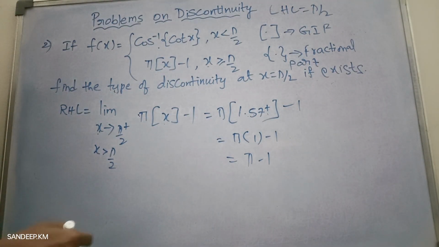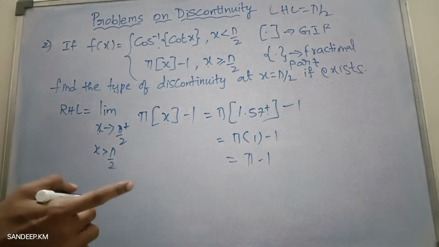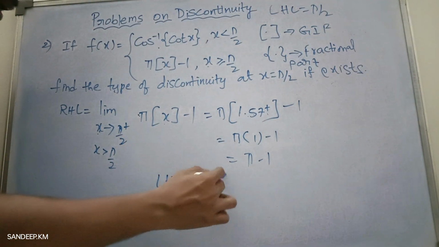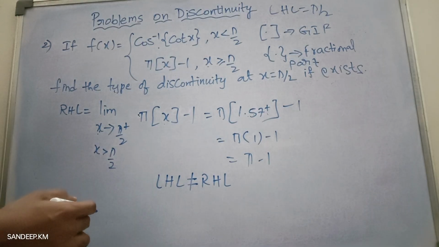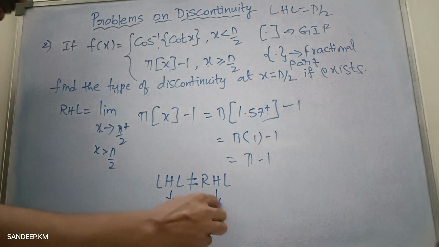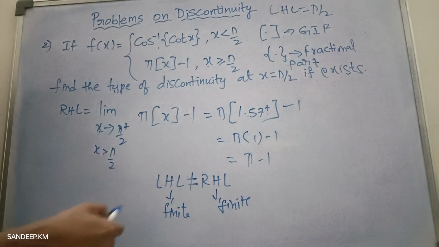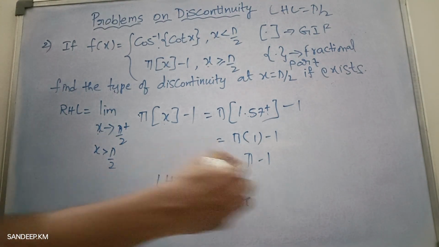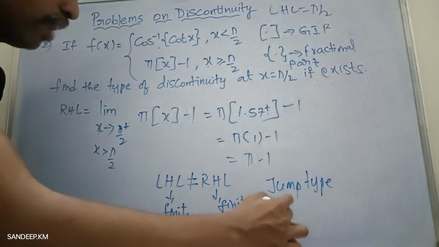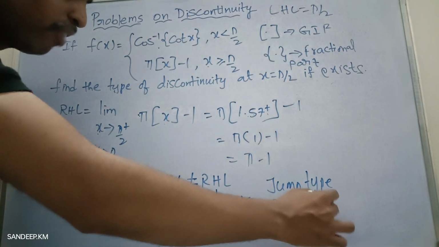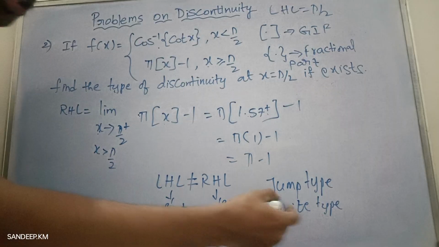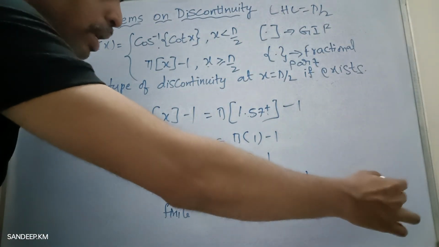Dear students, observe that left hand limit is pi by 2 but right hand limit is pi minus 1. So obviously left hand limit is not equal to right hand limit. So it is non-removable discontinuity. But obviously left hand limit is a finite number and right hand limit is also a finite number. None of them are approaching infinity. Therefore it is what type of discontinuity? It is jump type discontinuity, or else we can also say that it is finite type discontinuity. You can write jump type or finite type. Both are the same. So the function has the finite type discontinuity at x is equal to pi by 2.